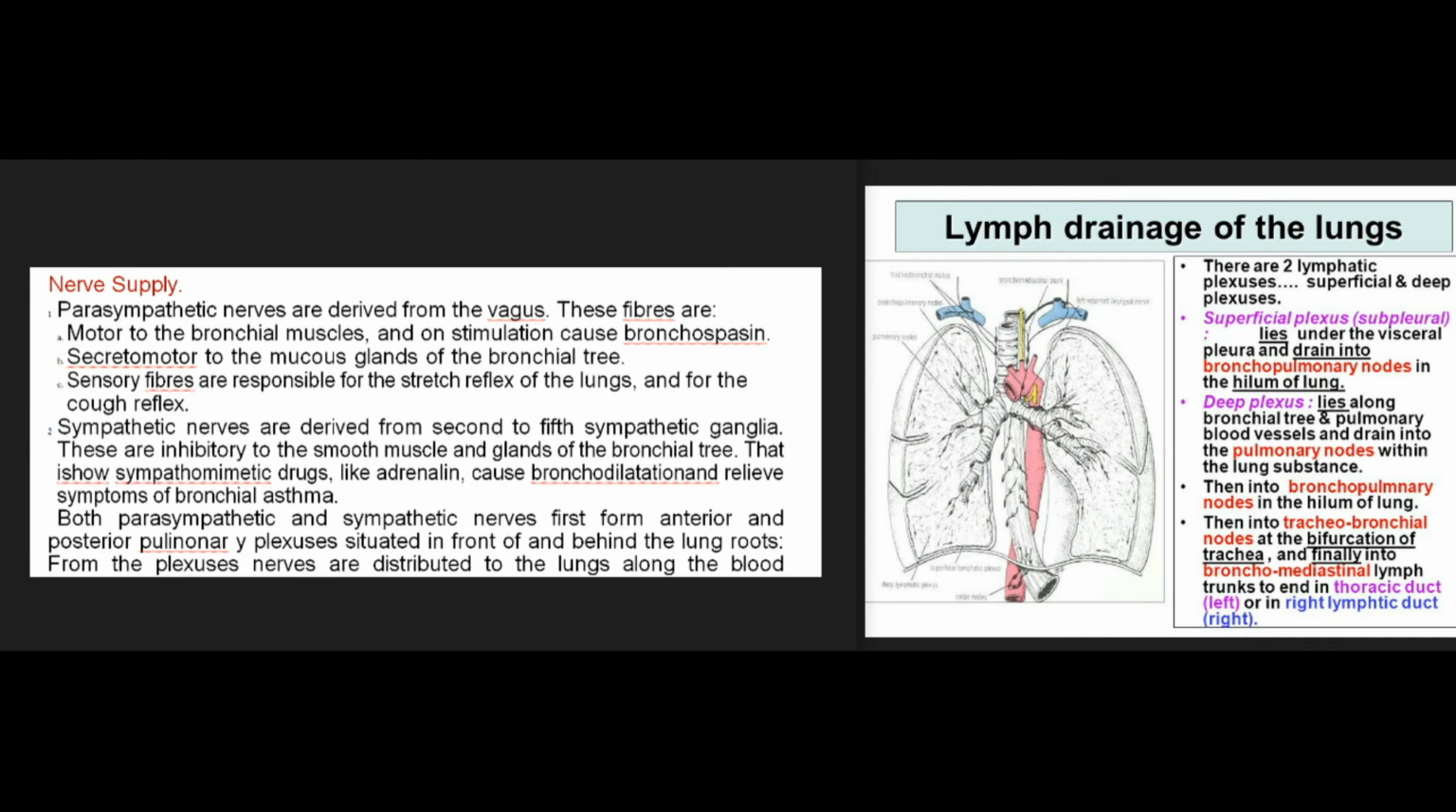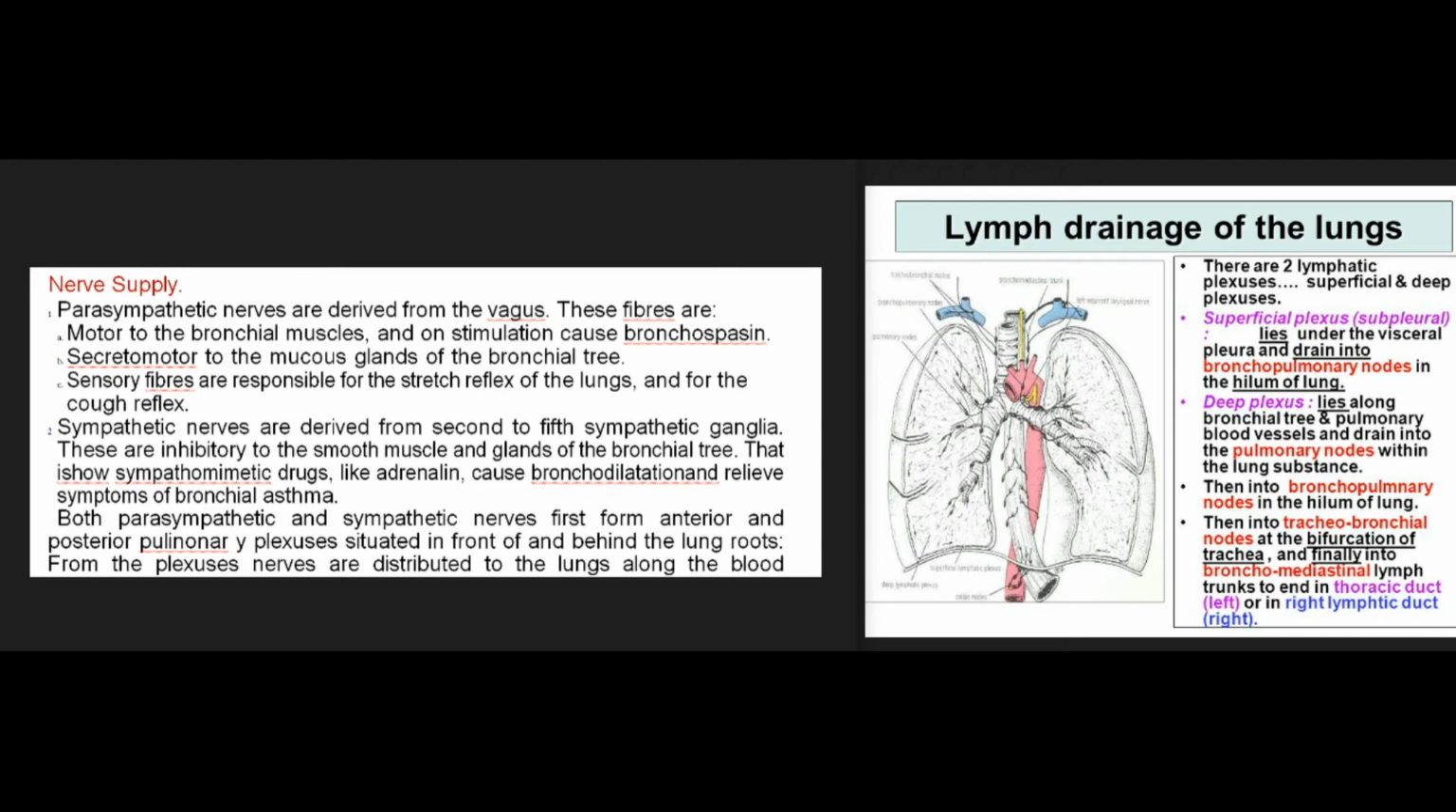Nerve supply. 1. Parasympathetic nerves are derived from the vagus. These fibers are motor to the bronchial muscles, and on stimulation cause bronchospasm. Secretomotor to the mucous glands of the bronchial tree. Sensory fibers are responsible for the stretch reflex of the lungs, and for the cough reflex.